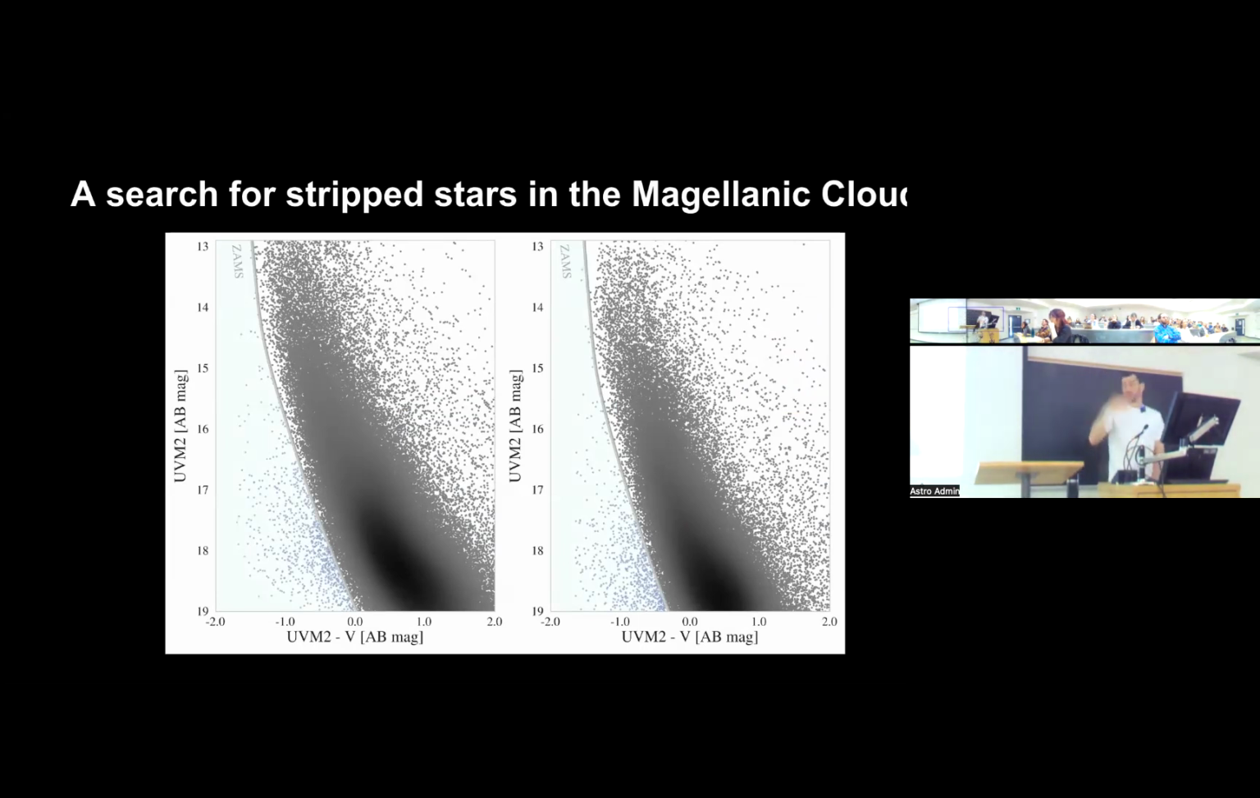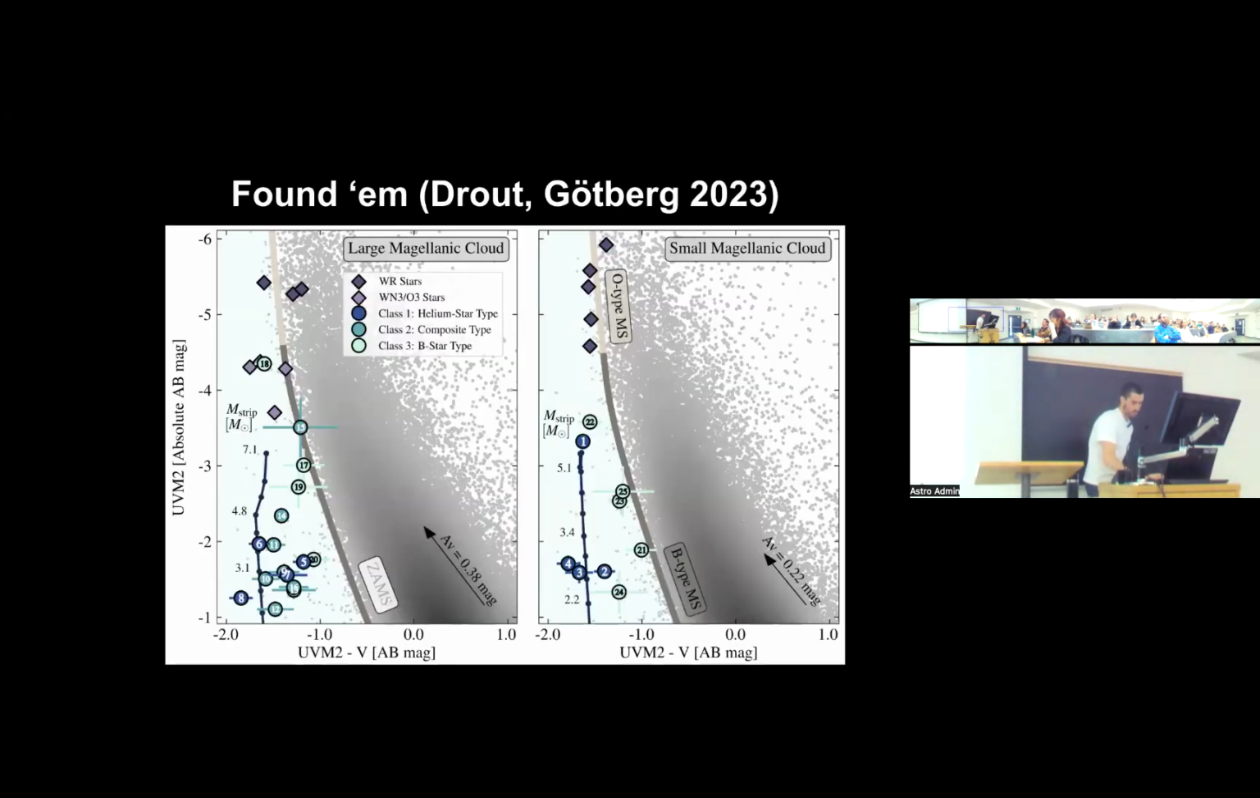And they followed up some of these promising systems, bluewards of the main sequence, and they found stripped stars, 25 of them, which they published 2 years ago at this point. So this is all of the numbered ones, 1 through 25.